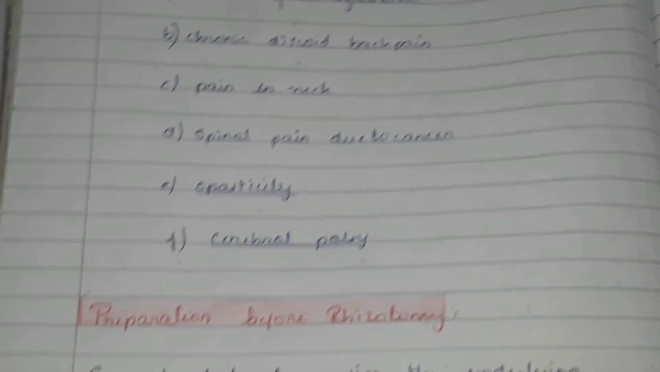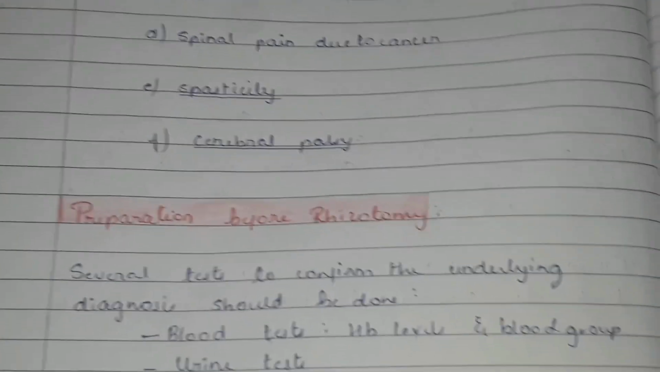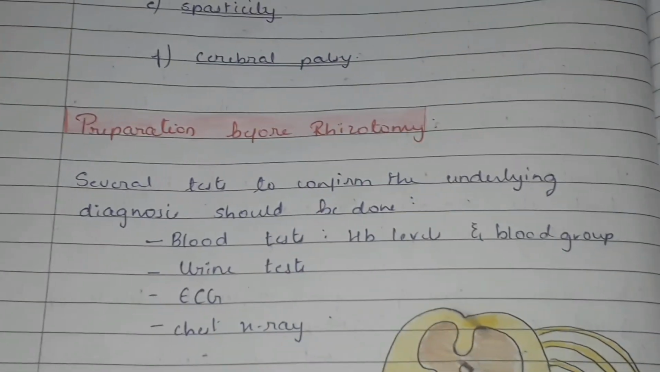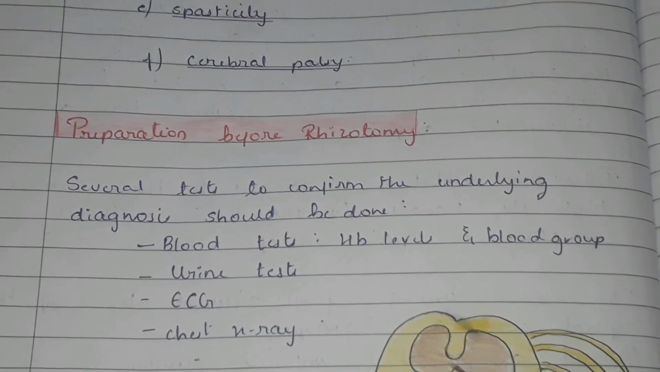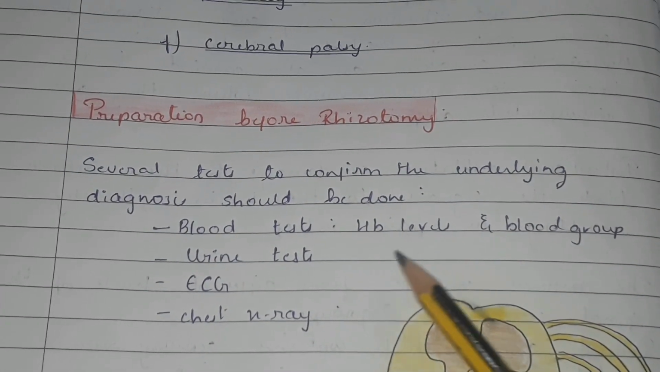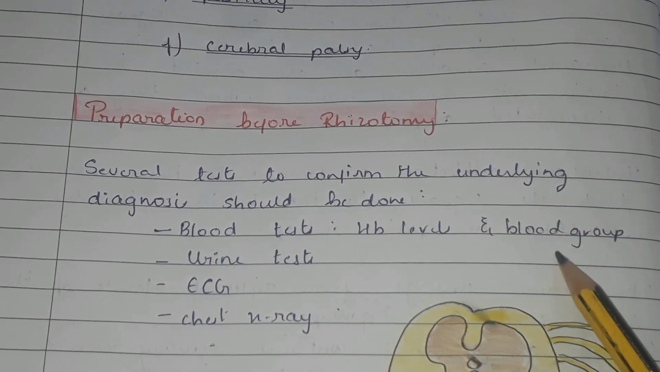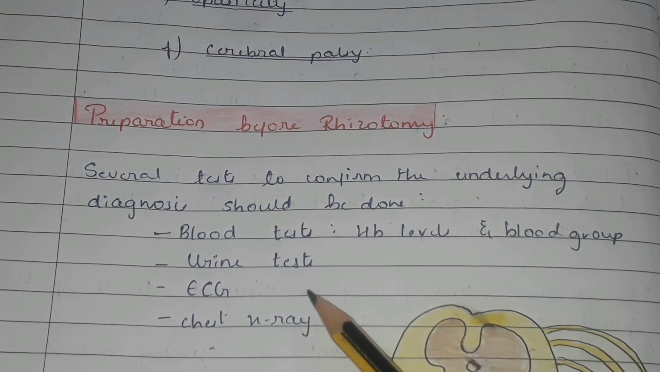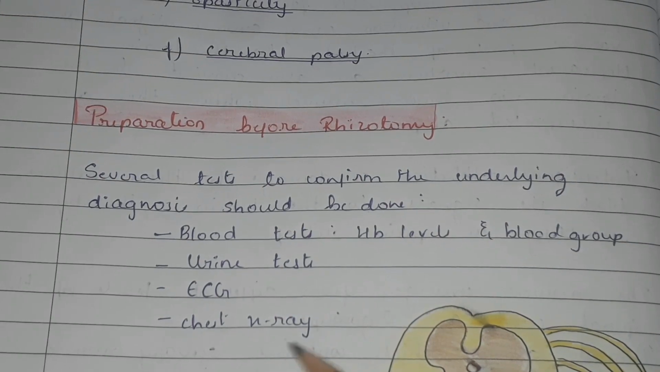Now let's talk about the preparations done before rhizotomy. Several tests are to be done to confirm the underlying diagnosis. For example, blood tests, that is the hemoglobin levels and blood grouping, urine tests, ECG, that is electrocardiogram, and chest x-ray.